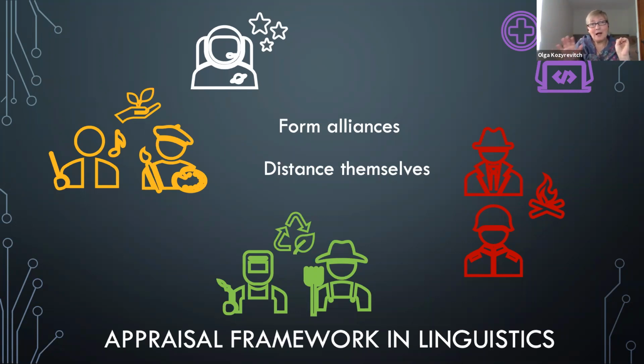While we can identify how writers form alliances, we can also identify how writers distance themselves from people that they have decided they are not allied with. So this is the social aspect of the appraisal framework: the influence that the writers pass on to other people.